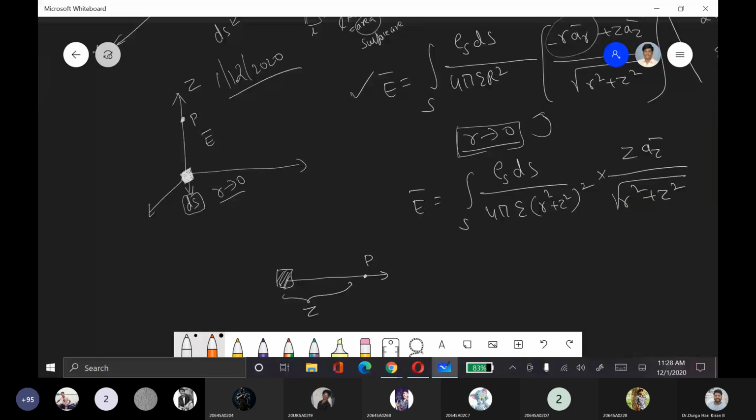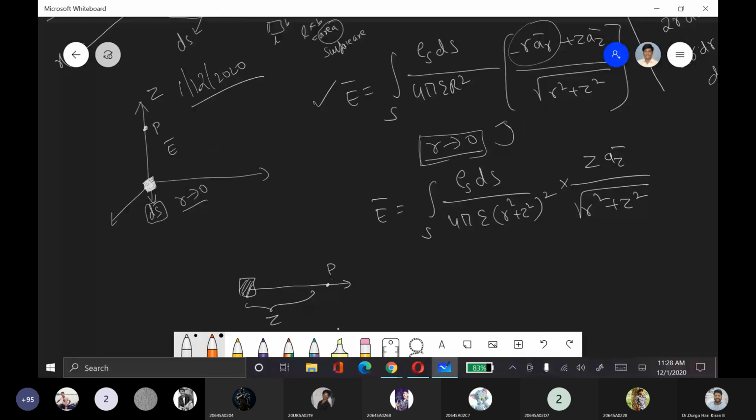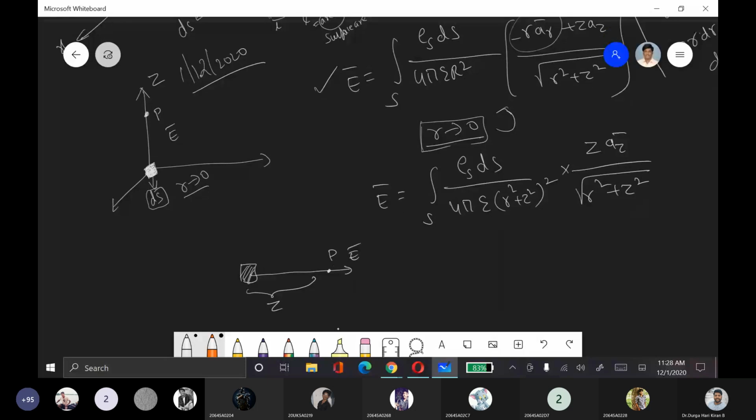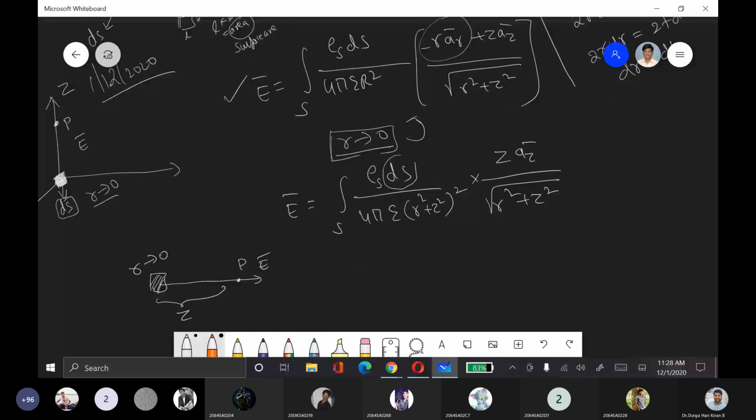Right. Okay, so this is my part, this is my z value, and at point P, what will be the E bar? I want to find it like this, where R tends to 0. So this will be my equation. What about ds? What is the value for ds? And what will be the circular integral here, as well as what will be my ds value?